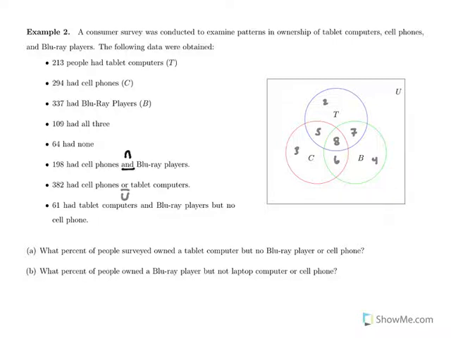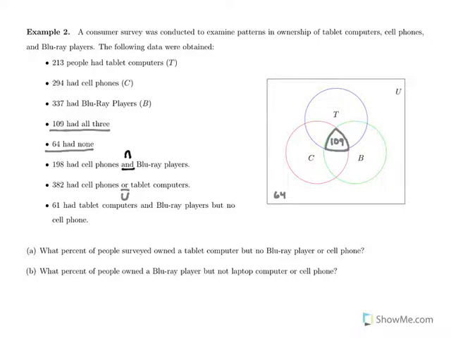All right, so let's try to label this as much as we can, just with the information given before we get into too complex of things. Let's start with the ones that are given to us right away. 109 had all 3. I'm going to label that as the intersection in the middle. That is all 3, inside of all 3 circles. Similarly, we can do the 64 had none. That is the outside there. The rest of this is just a puzzle that we need to solve.